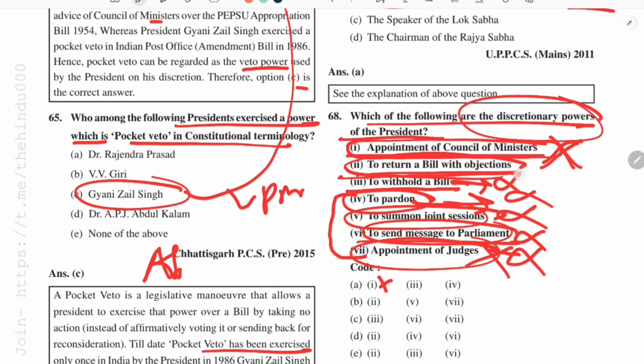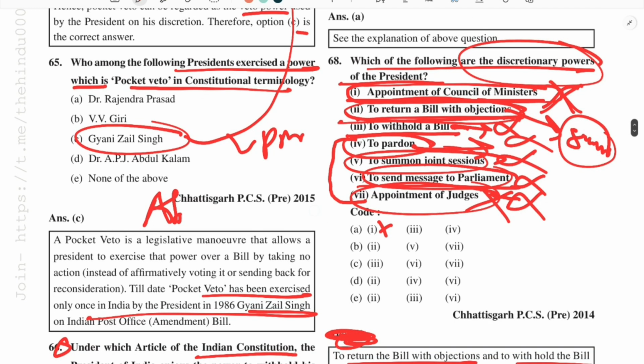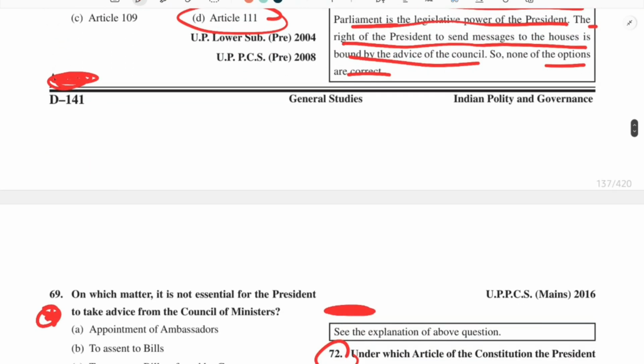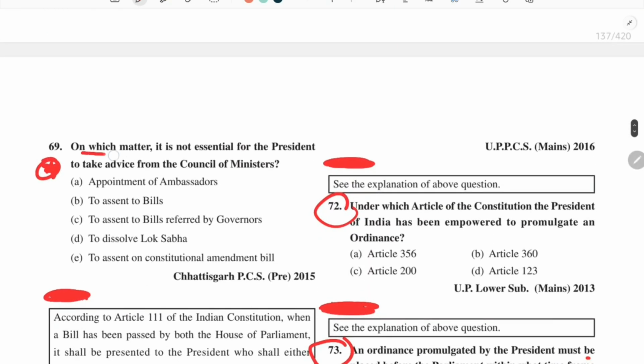To return a bill with objection, I think this statement seems to be correct, because in the case of suspensive veto there is a personal discretion of the president. So there is some confusion regarding this statement, but you can more or less remember when the discretionary power of the president is not used and when it is used, and we will discuss this further in the next questions or videos. Coming to the next question: on which matter is it not essential for the president to take advice from the council of ministers?